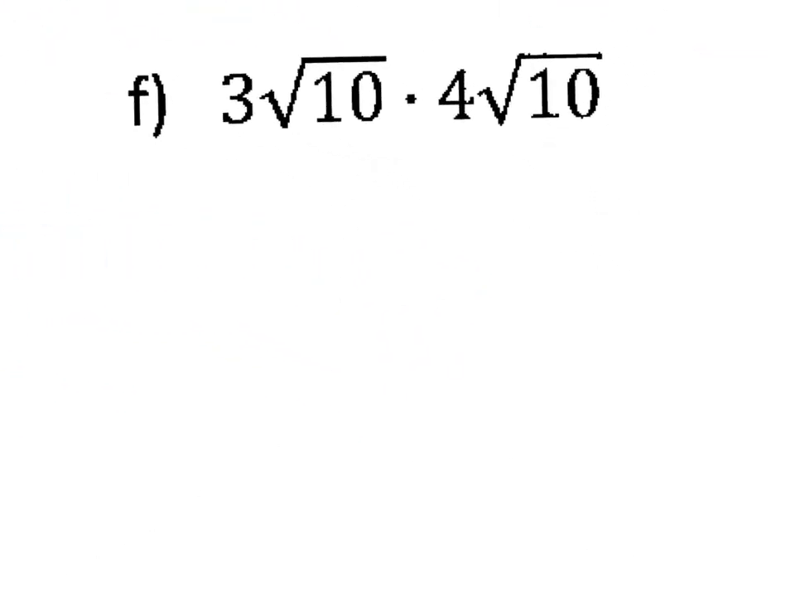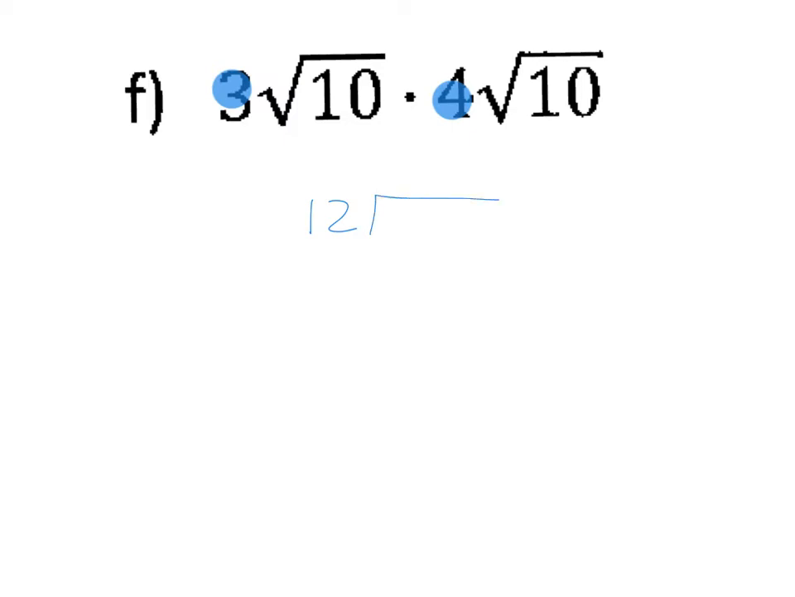Okay, all right, so now if I'm looking at this guy, again, we're going to multiply the outsides together, and I'm going to get a 12. And then we're going to multiply the insides together and get 100. Okay, so outsides go with outsides, inside with insides.